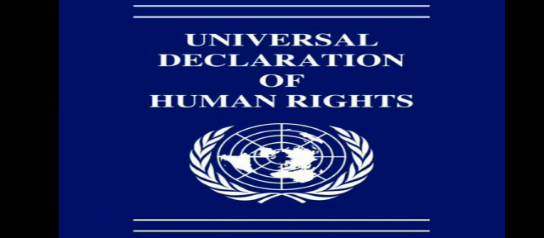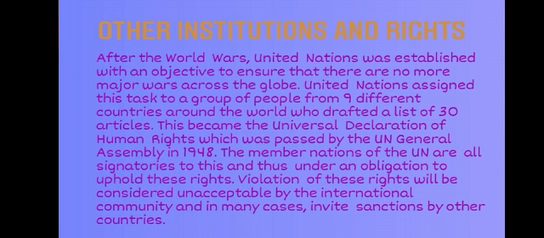Universal Declaration of Human Rights. This is the logo of the Universal Declaration of Human Rights. Other institutions and rights. Other institutions such as UNO. After the World Wars, the United Nations was established with an objective to ensure that there are no more major wars across the globe. The United Nations assigned this task to a group of people from 9 different countries around the world, who drafted a list of 30 articles.